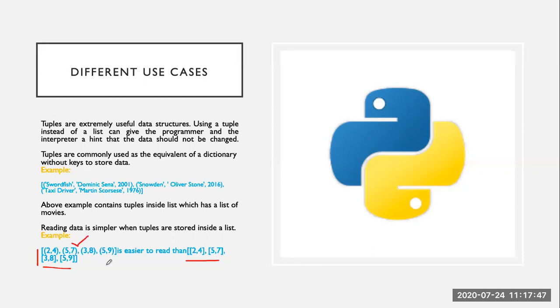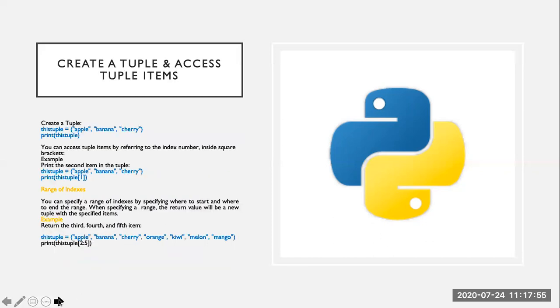So this rule, or this method, will make the data more readable. Okay, now we have discussed the difference between a list and a tuple. Now we will see how we can create a tuple and access the tuple items.